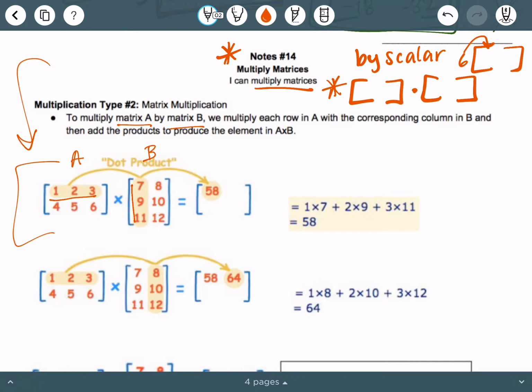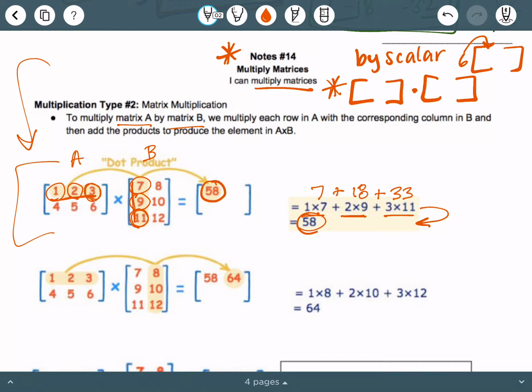We see that they're different sizes, and we're going to go ahead and do row 1 with column 1. We multiply the first one and the first one, right? That's 1 times 7. We multiply the second one and the second one. That's 2 times 9. And then we multiply the third one and the third one. That's 3 times 11. And then the last thing that we have to do is, after we do that, add them all up. So 1 times 7 is 7, 2 times 9 is 18, 3 times 11 is 33. And if we add those things together, we get 58.